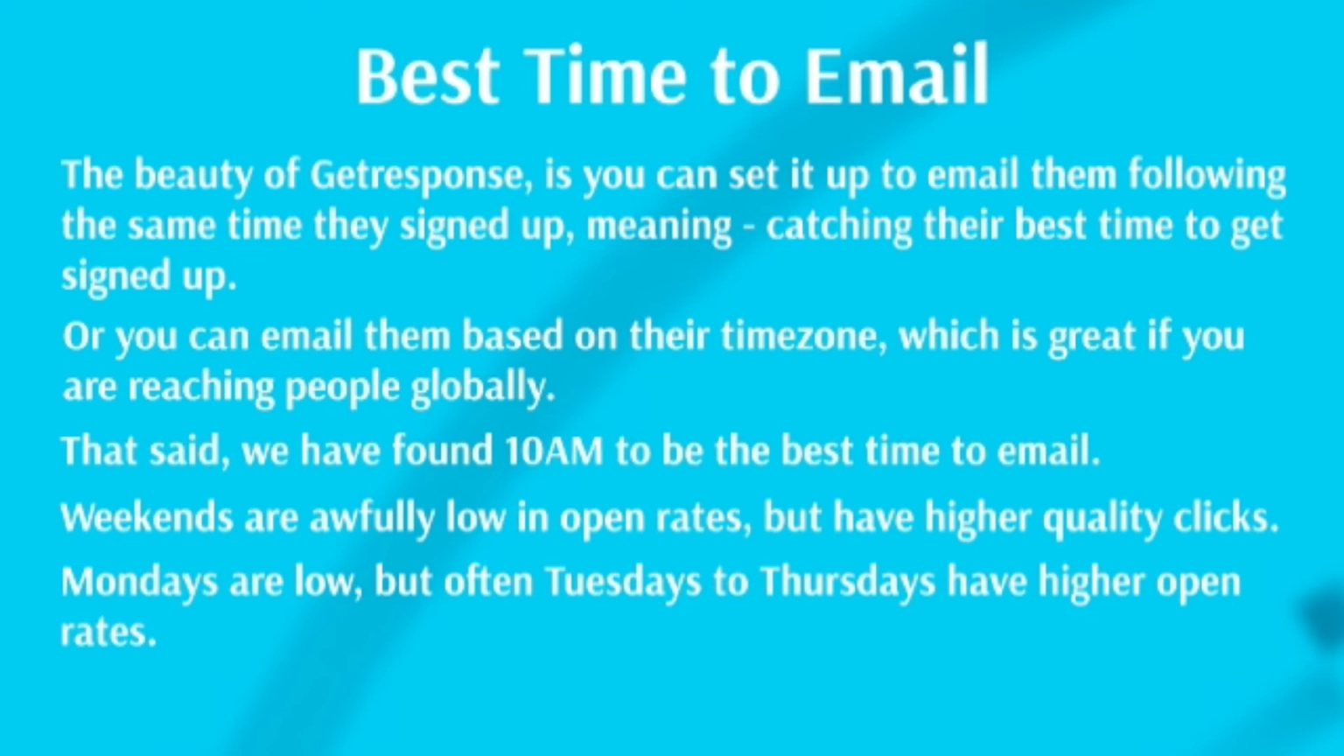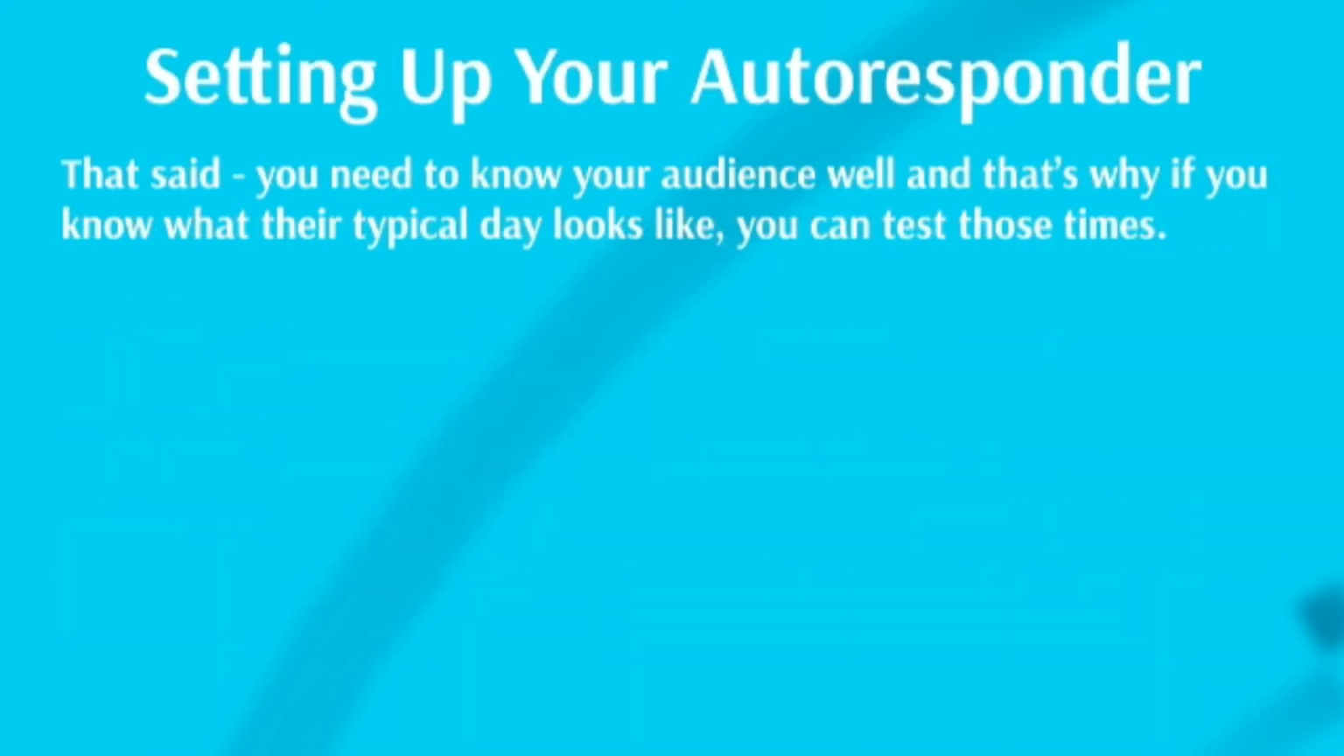Now, if you want, you can go to Google and type in the best time to email your audience in a specific niche, and you might actually get that data, because a lot of the email autoresponder services out there will actually collect this data and provide that to you. Like I said, at the end of the day, you don't really know.